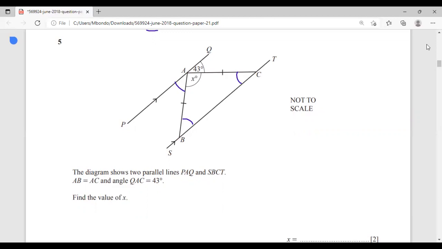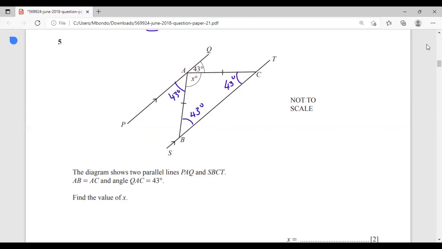Now, this angle here is an alternate to this one. This is 43. So this is also going to be 43 degrees. Also, this is going to be 43 degrees. The same applies to this one. Okay.